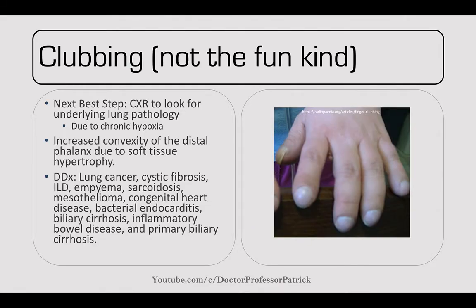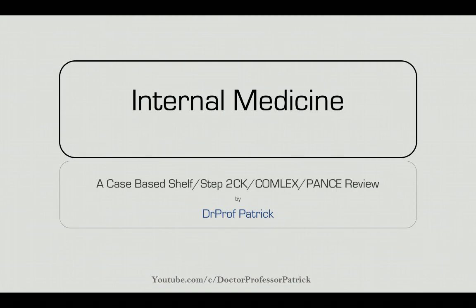And then clubbing, we mentioned earlier, the next best step is the chest x-ray to look for the underlying lung pathology. It's usually caused by chronic hypoxemia, increased convexity of the distal phalanges due to soft tissue hyperextension or hypertrophy. And the differential is lung cancer, cystic fibrosis, interstitial lung disease, sarcoidosis, mesothelioma, bacterial endocarditis, inflammatory bowel disease, and primary biliary cirrhosis. So that marks the end of the pulmonary chapter.